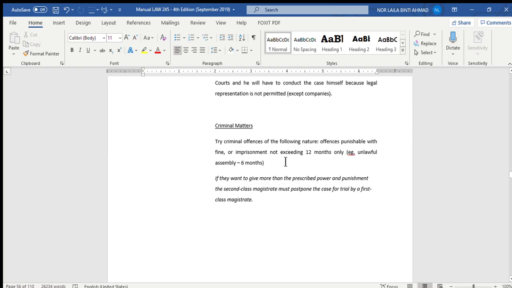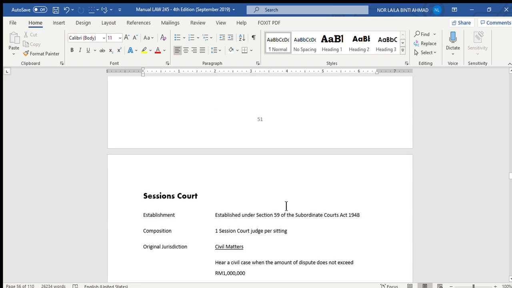And then for criminal matters, to try criminal offences of the following nature: offences punishable with fine or imprisonment not exceeding 12 months only. For example, if there was an unlawful assembly, the maximum period of punishment is 6 months. If they want to give more than the prescribed power and punishment, the second-class magistrate must postpone the case for trial by a first-class magistrate.